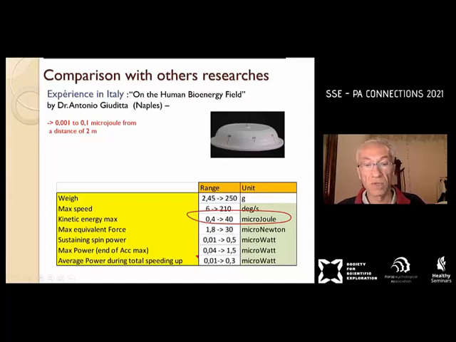So when we speak about sustaining spin power, it's to say that when you have launched the target, how much energy power you need to be able to sustain the movement.